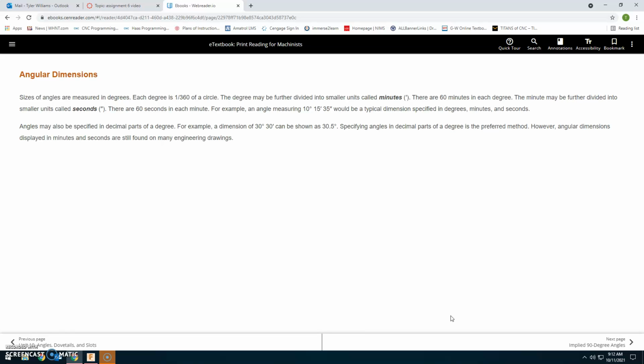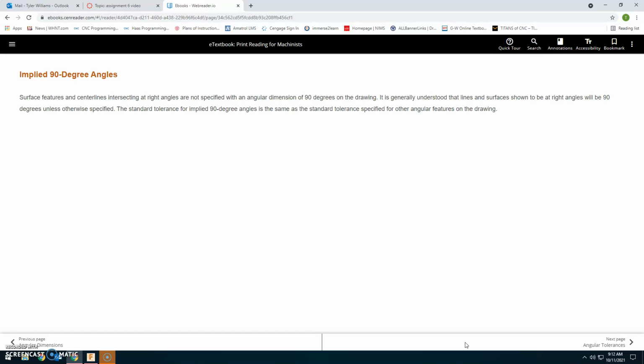For example, an angle measuring 10 degrees, 15 minutes, and 35 seconds would be a typical dimension specified in degrees, minutes, and seconds. Angles may also be specified in degrees or decimal parts of a degree. For example, a dimension of 30 degrees 30 minutes can be shown as 30.5 degrees. Specifying angles in decimal parts of a degree is a preferred method. However, angular dimensions displayed in minutes and seconds are still found in many engineering drawings.